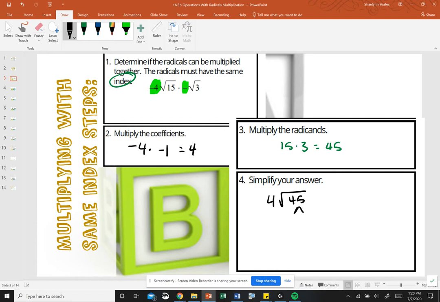Now 45 can be reduced, because 45 is 9 times 5. Well, we know what the square root of 9 is. The square root of 9 is just 3. So we're going to do 4 times 3, and we're going to leave the square root of 5 underneath. So that 4 times 3 is 12, and we have the square root of 5. There's our answer. All right, so that's the beginning part.